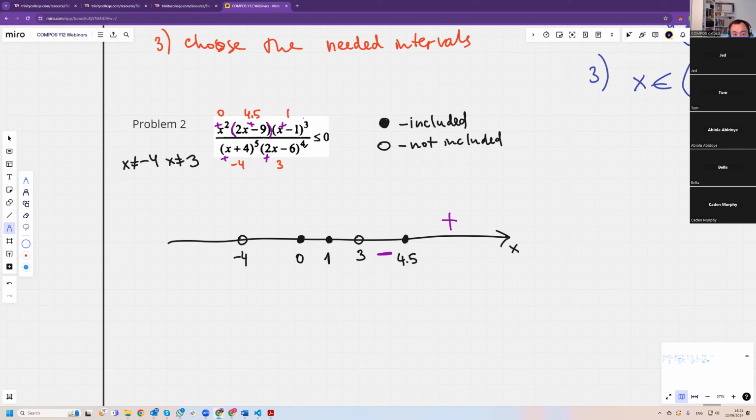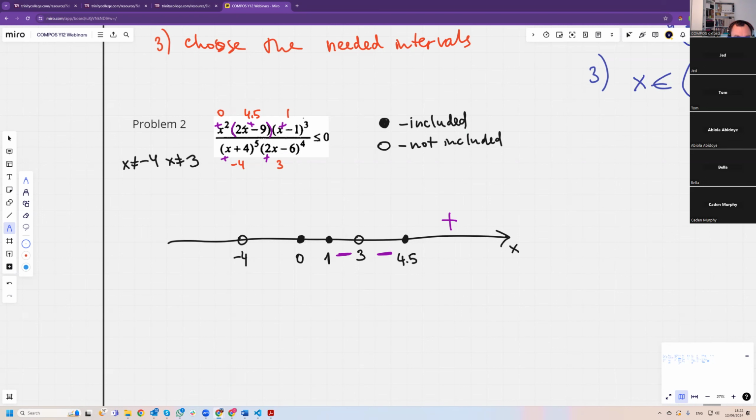At 3, but 3 is to the power of 4. So it changes sign 4 times. So it becomes positive, negative, positive, negative, positive, positive, negative, positive, negative. So it becomes negative again. So it doesn't change sign at 3 because it changes sign 4 times. So forward, backwards, forward, backwards. All right.